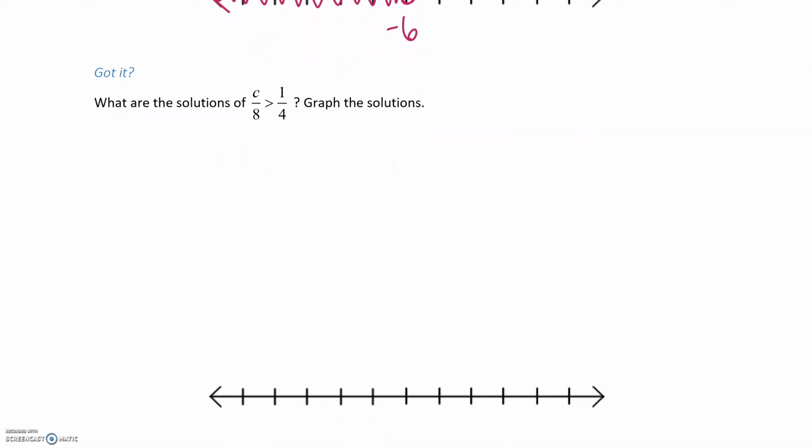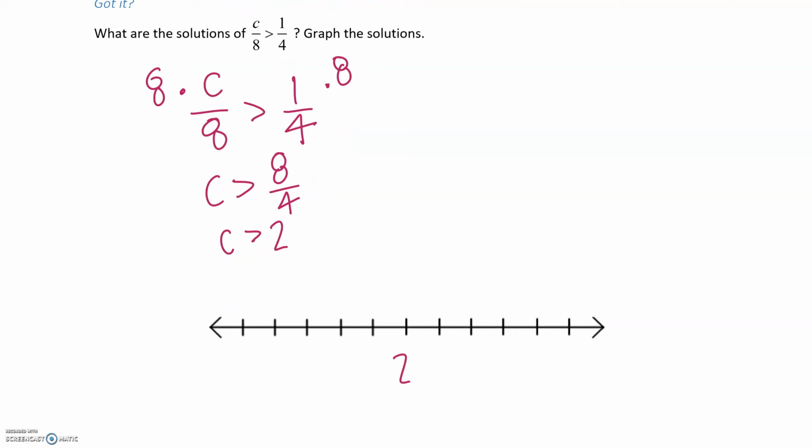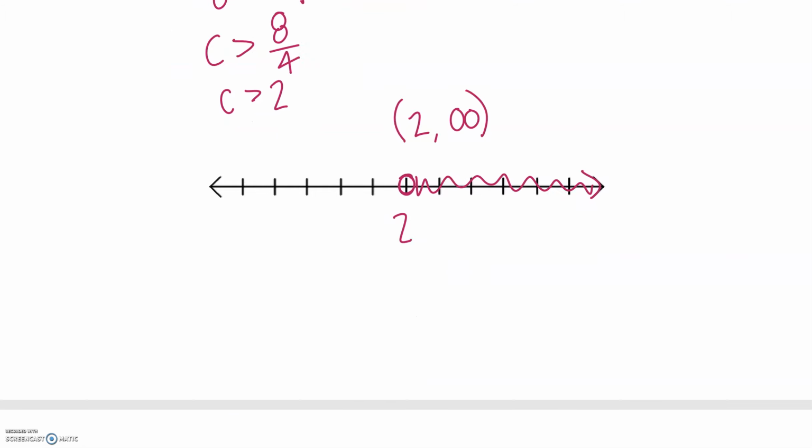Okay, so for this next one, we need to get rid of this 8 on this side. So we have C over 8 is greater than 1 over 4. We're just going to multiply this 8 to both sides. When we do that, that gives us C is greater than 8 over 4, which just means C is greater than 2. So when we go down here, we're going to have 2. It's a greater than symbol, so it's going to be an open circle, and we're going to shade to the right. And if we put this in interval notation, we're going to have an open parenthesis since this is an open circle, 2, comma, positive infinity, close parenthesis.